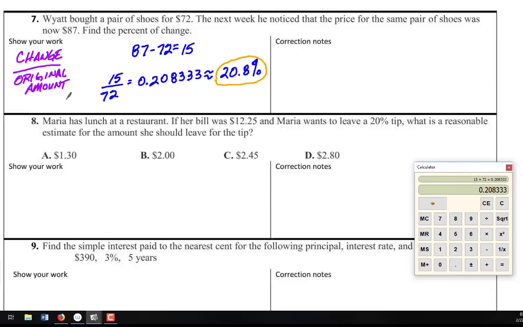All right, number 8. Maria has lunch at a restaurant. Her bill was $12.25. She wants to leave a 20%. What's a reasonable estimate for the amount she would leave for the tip?